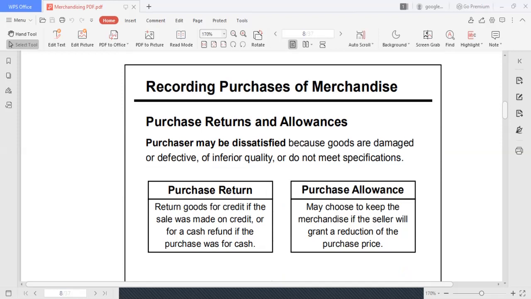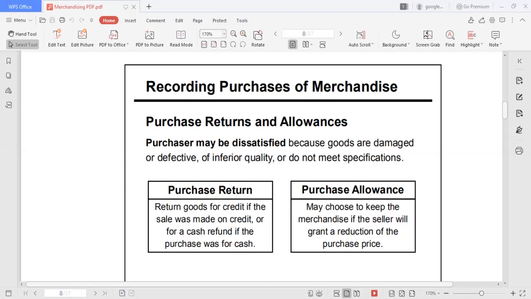Okay, so what is purchase returns and allowances? Of course, as a purchaser or as a buyer, you may be dissatisfied or unsatisfied of the goods that you receive. Either it is damaged, it is defective, or its quality is inferior to what you're expecting, or it does not meet your specifications. So in this case, as a buyer, if the fault is on the point of view of the seller, you may return your merchandises and there's a possibility of allowances.